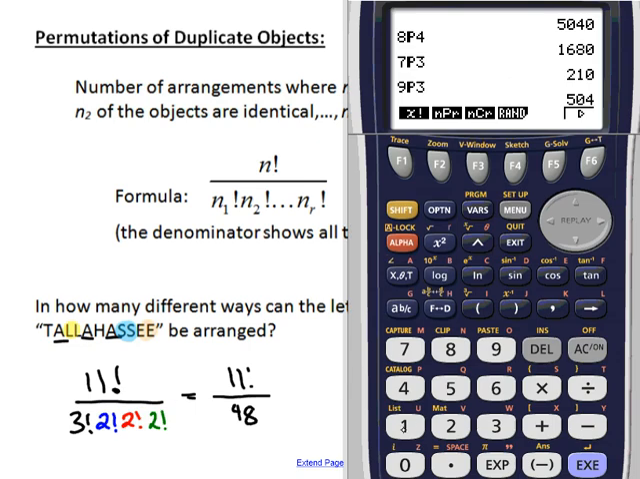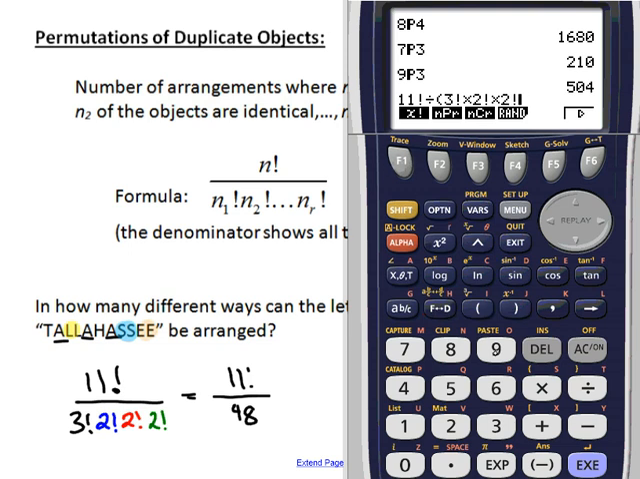I know a lot of people are like, I can't do that multiplication in my head. You're crazy. Why are you doing that to me? Okay, then don't. 11 factorial divided by, this is crucial, parentheses, 3 factorial times 2 factorial. I think you don't even need to put the times. I think it'll get it on its own. I don't know, maybe we'll see that here in a second. Times 2 factorial, close parentheses.